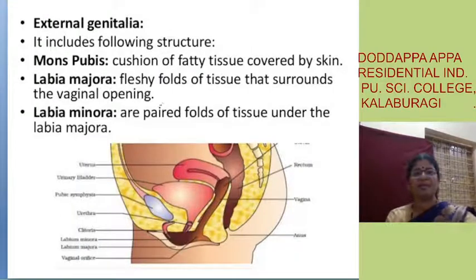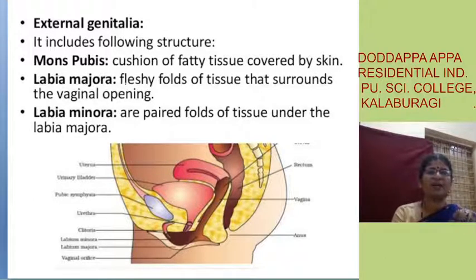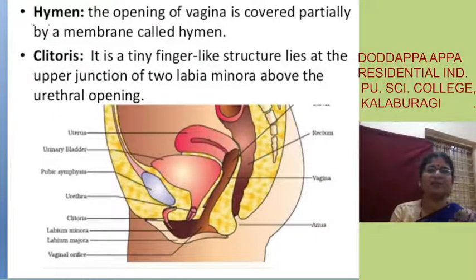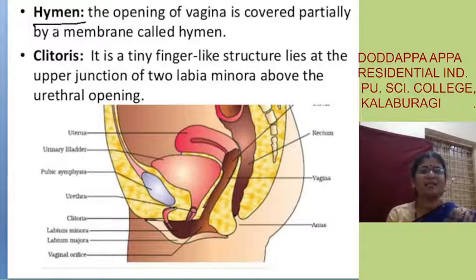This diagram already you have practiced. So external genital organs of the female include mons pubis, labia majora and labia minora. So these are the external genital organs. Now hymen, this you have to remember. See hymen, it is a membranous structure which partially closes the vagina. And clitoris, it is a tiny finger-like structure which is present at the junction between labia minora.